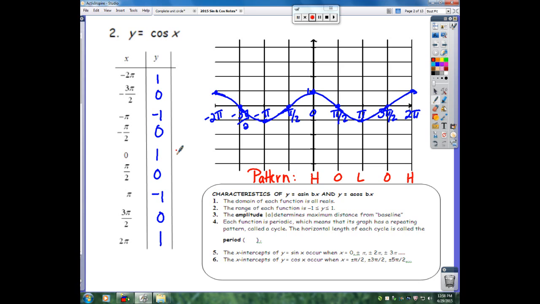Alright, let's talk about domain. Domain is all reals again. Alright, how about range? Well, you see that we're still bounded between our 1s. So between negative 1 and 1. Alright, notice our pattern repeats over that distance. That's one period. So here again, the period can be found by 2 pi over the absolute value of b. B being 1 in our parent graph, so that's why the period is 2 pi. So how often that pattern, those 5 key points, repeat, that's a period.